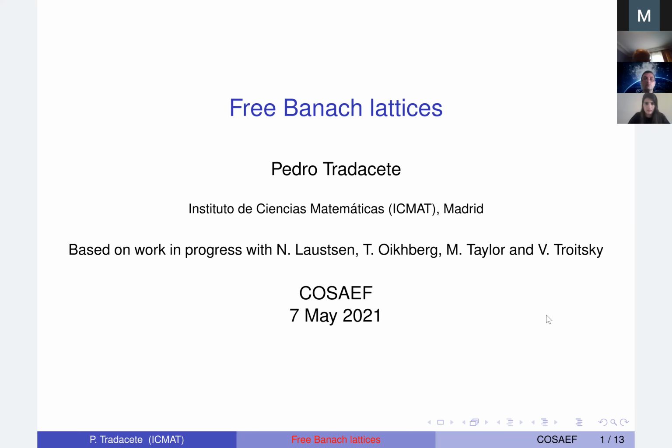Anyhow, this is based on several works in progress with Niels Laustsen, Timur Oikhberg, Mitchell Taylor, and Vladimir Troitsky. And I want to discuss today some recent progress we have made on this notion of free Banach lattices.